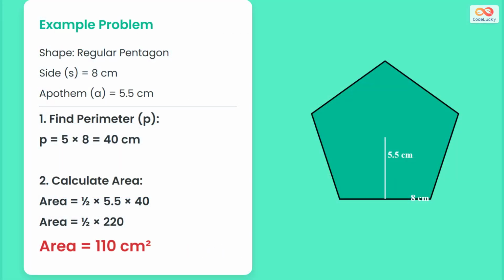Let's try an example with a regular pentagon. Suppose the side length is 8 centimeters and the apothem is 5.5 centimeters. First, we find the perimeter by multiplying 5 sides by 8, which gives us 40 centimeters. Then, we calculate the area, 1/2 times 5.5 times 40. This gives us a total area of 110 square centimeters.